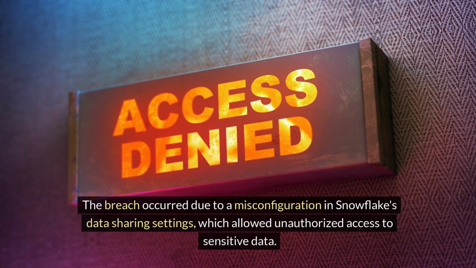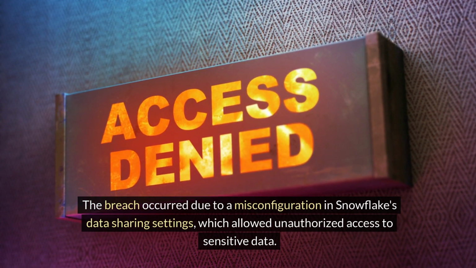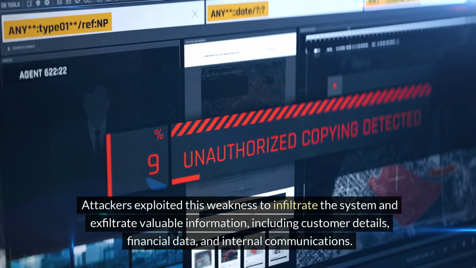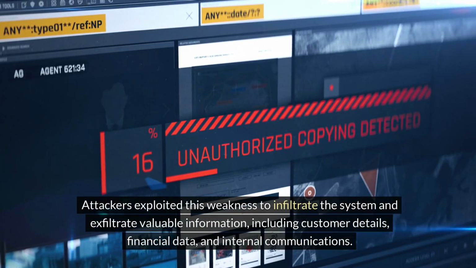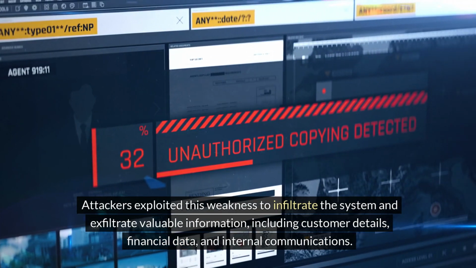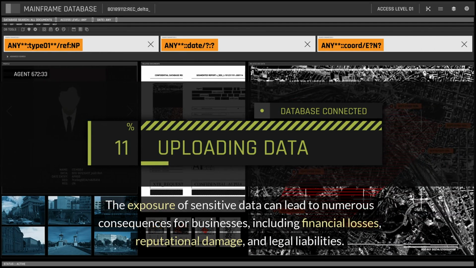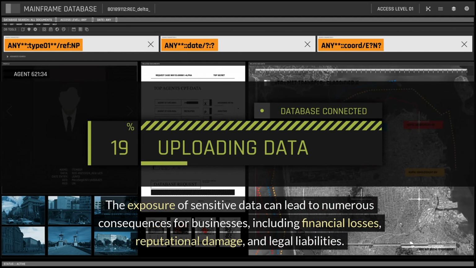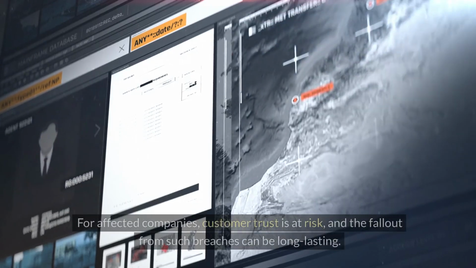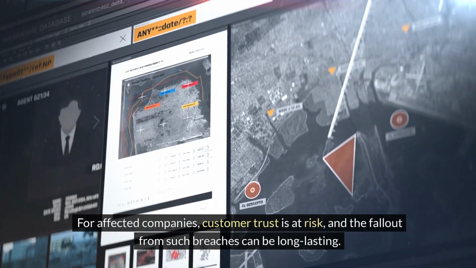The breach occurred due to a misconfiguration in Snowflake's data sharing settings, which allowed unauthorized access to sensitive data. Attackers exploited this weakness to infiltrate the system and exfiltrate valuable information, including customer details, financial data, and internal communications. The exposure of sensitive data can lead to numerous consequences for businesses, including financial losses, reputational damage, and legal liabilities. For affected companies, customer trust is at risk, and the fallout from such breaches can be long-lasting.